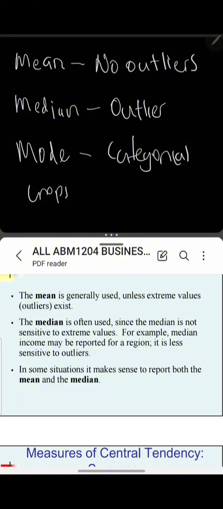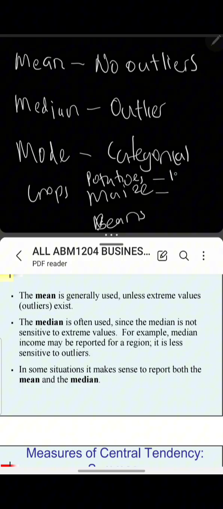We say crops grown, we have maize, we have beans, and we have, let's say, potatoes. You've gone to a village as an agriculture officer and you've gone to collect data, and you've ended up collecting the number of people growing maize. Maybe let's say there are 1,000. Potatoes 1,000, maize 2,000, and then beans maybe 500.